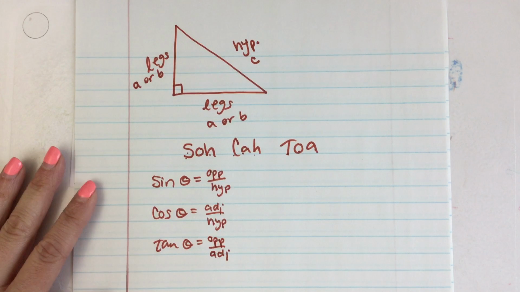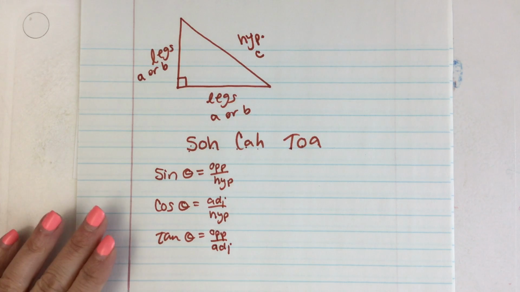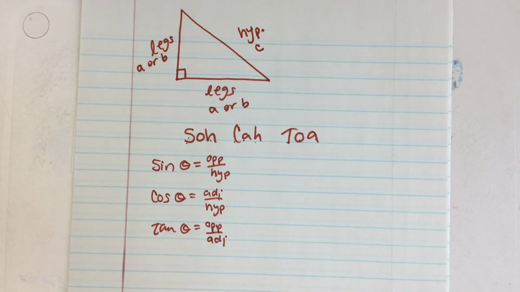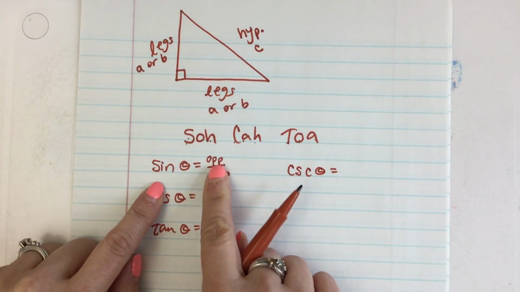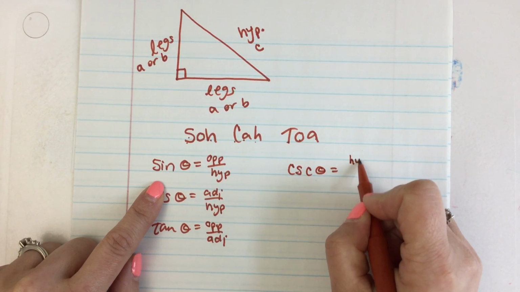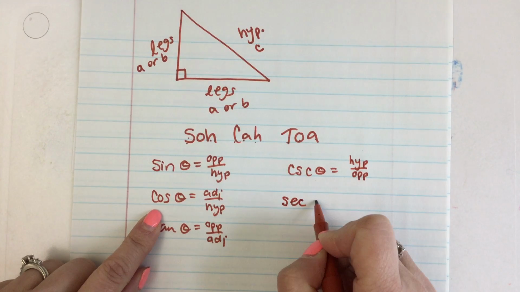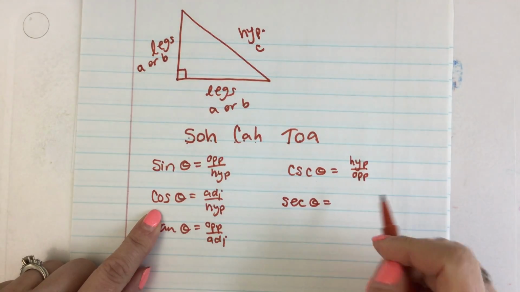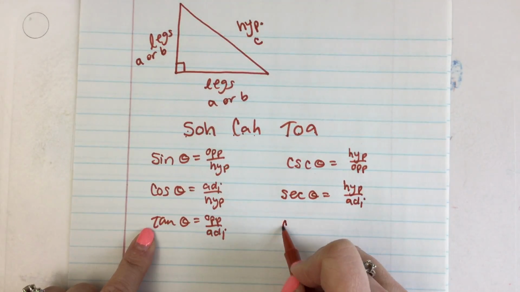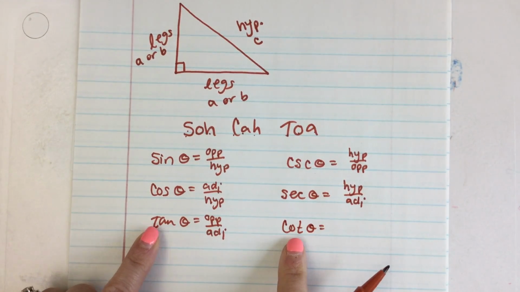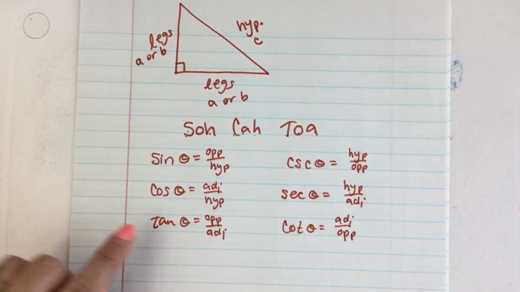Then in college trig, we talked about how we actually have 6 trig ratios. We don't just have the sine, cosine, and tangent. Each one of those has a reciprocal function. The cosecant is the reciprocal of the sine, so that is the hypotenuse over the opposite. The secant is the reciprocal of the cosine, so that is the hypotenuse over the adjacent. The tangent has a reciprocal. The reciprocal is the cotangent, so that is the adjacent over the opposite.